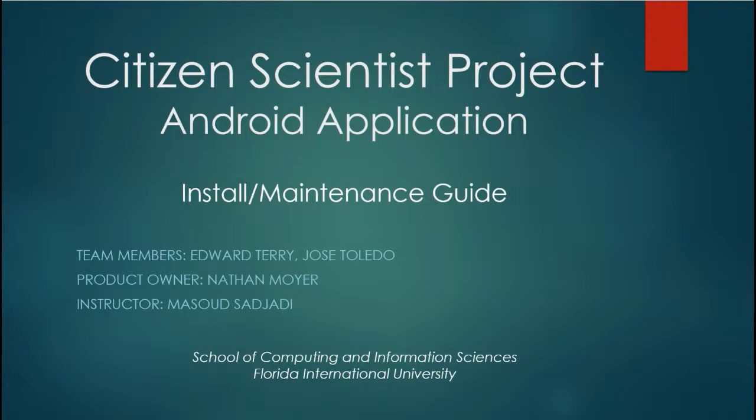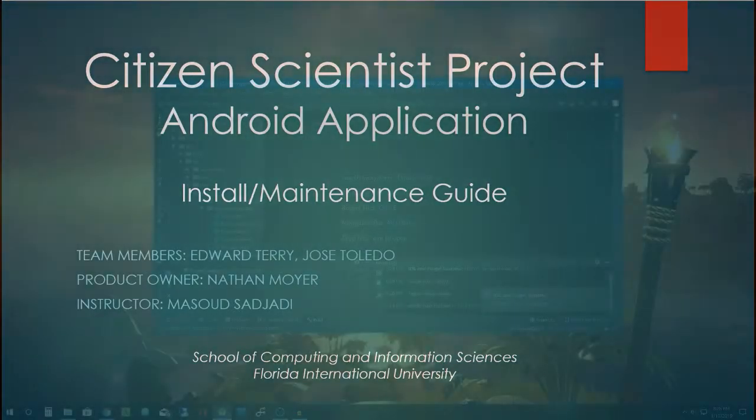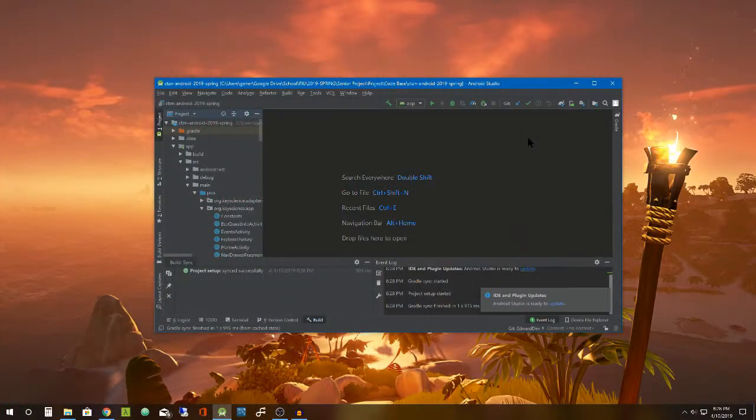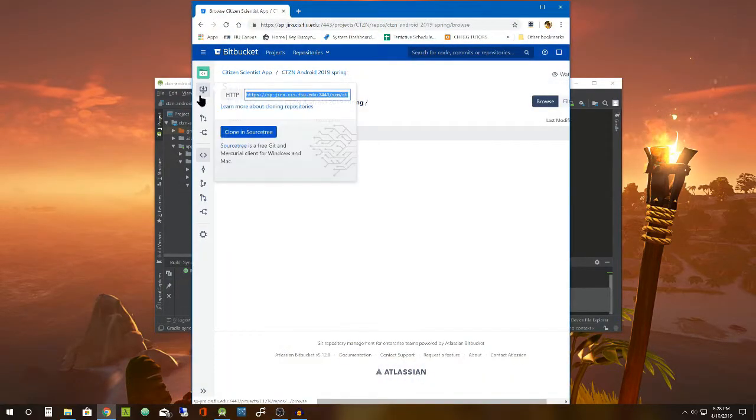For the remainder of this video, I will be guiding you through the steps for installing the KeyScience application on your device. To begin, you should have already installed Android Studio, as well as cloned the repository from Bitbucket onto the device you'll be using for development. Once you have installed Android Studio, open up the project directory.